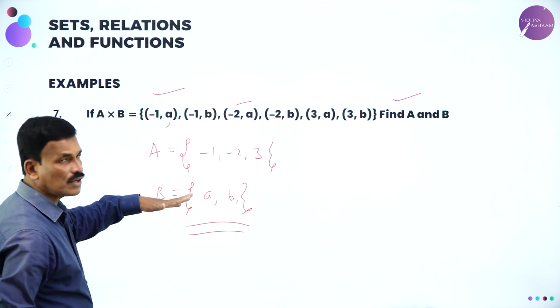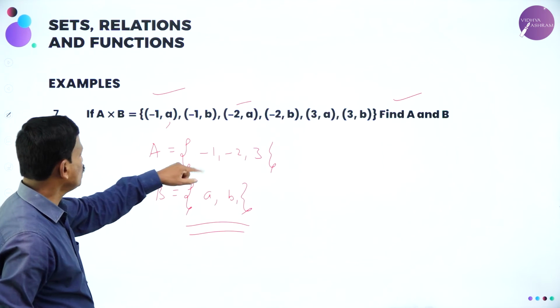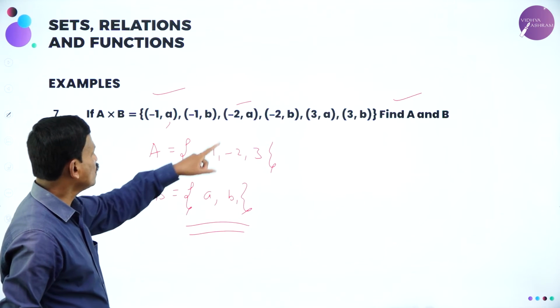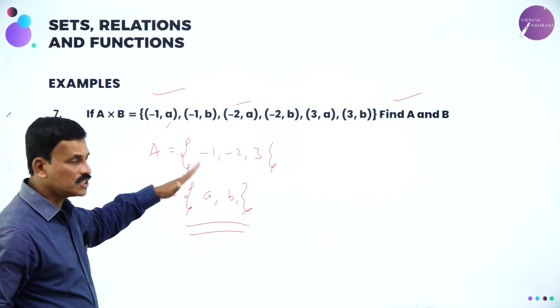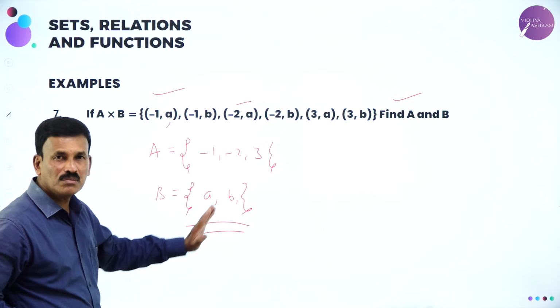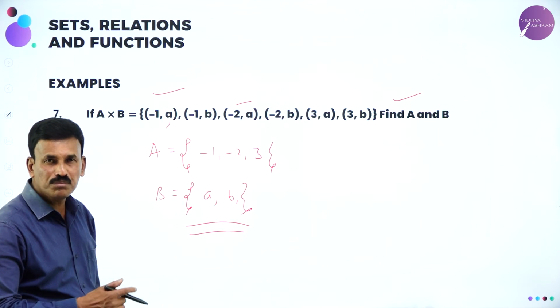This is the Cartesian product whose elements are A and B. See, if you write the Cartesian product for this: (-1, a), (-1, b), (-2, a), (-2, b), (3, a) and (3, b). So all the first members of the Cartesian product are from A, and all the second members of the Cartesian product are from B. That's it.